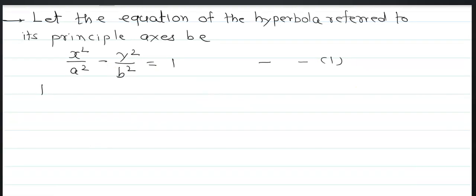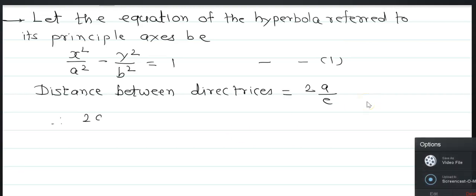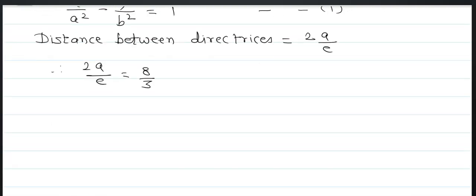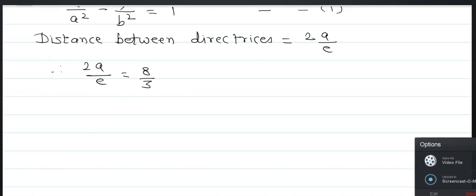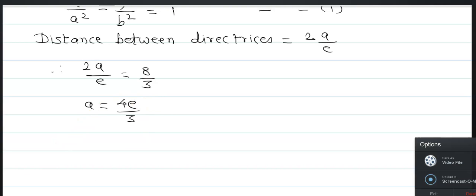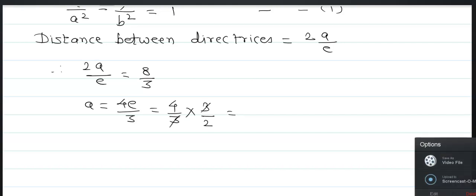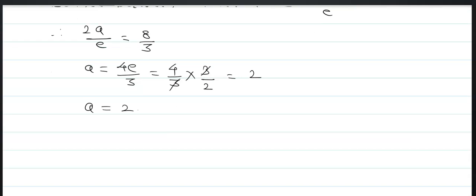Next is the given conditions. Now the distance between directrices is 2A upon E, that is equal to 8 upon 3. Therefore, A is equal to 4 upon 3 into 3 by 2, that is, the 3 gets cancelled. A is equal to 2.